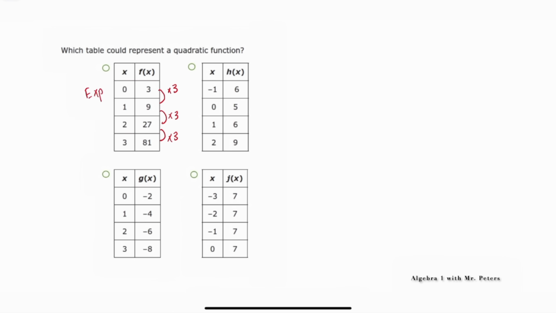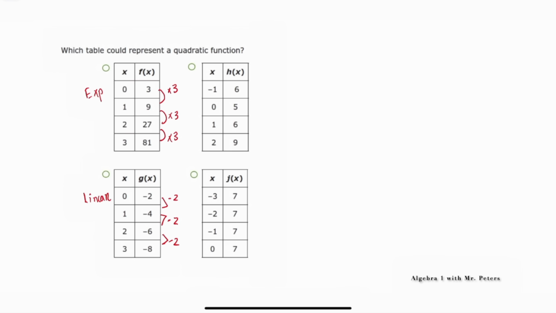Now, when we look at answer choice B in the bottom left, we notice that there's a change of -2. So when we go from -4 to -6, same thing, change of -2, they subtract 2. So we know this is going to be a linear equation.